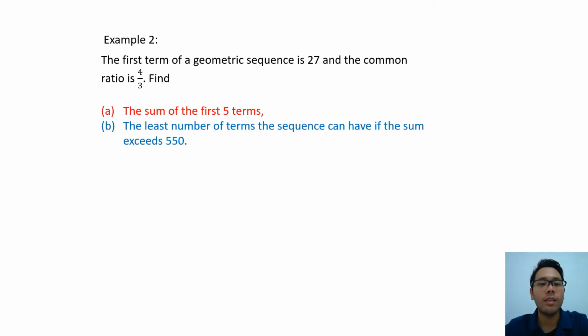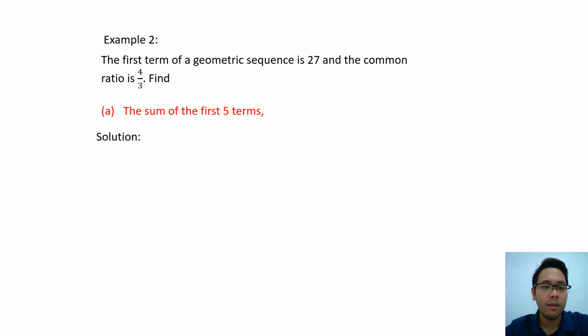So let's try. Let's say you're given this question: the first term is 27 and the common ratio is 4/3. Now find the sum of the first 5 terms. And the second one, you want the least number of terms of the sequence that can have sum exceed 550. Let us do the first one.